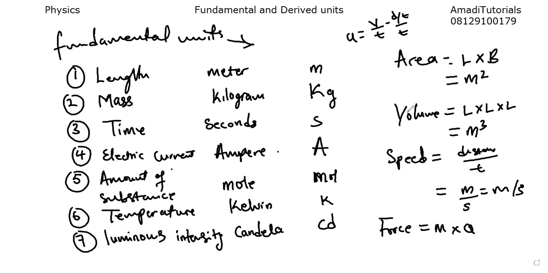So those are derived units. And you see that for some of these derived units, most times we don't need instruments to measure them. Once we are able to measure their fundamental parts, we are able to calculate the derived quantities. So that's it about fundamental and derived quantities.